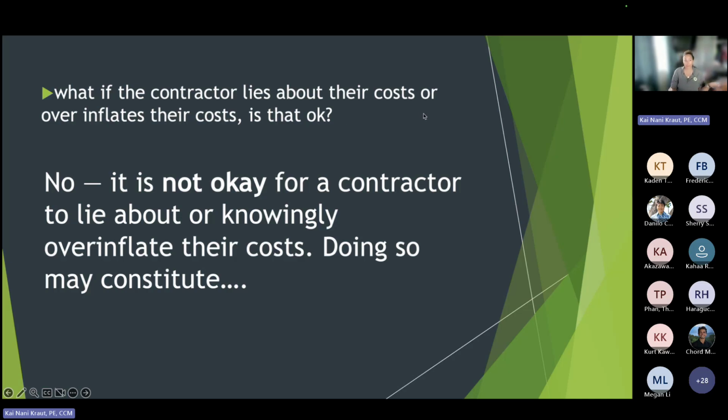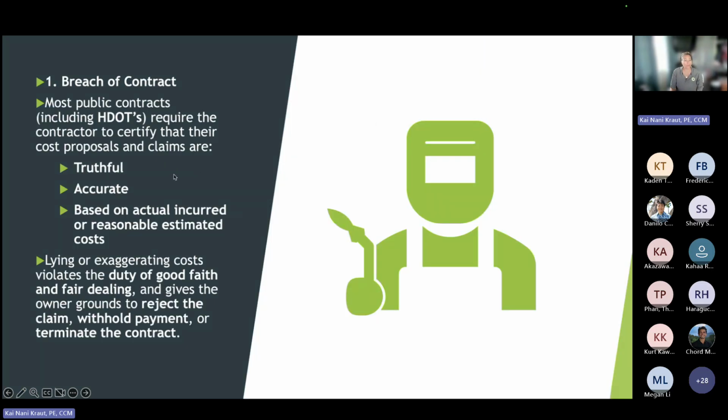What if the contractor lies about their costs and it's overinflated? Is that okay? No. It's not okay for the contractor to lie about or knowingly inflate their costs. This is kind of why I would love to do an audit, because if we don't agree, we feel that it's inflated, we could audit the contractor and we would win. Why would we win? Because it's a breach of contract.